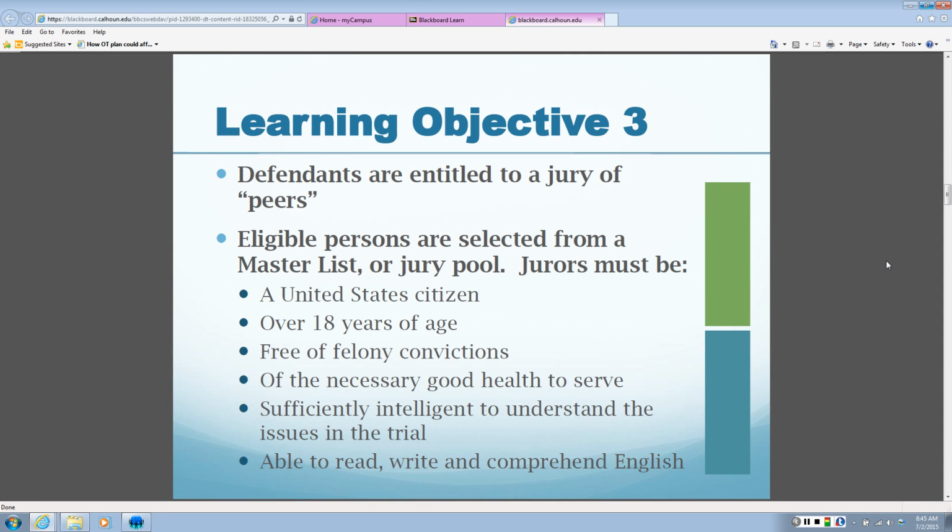You have to be of the necessary physical and mental good health to serve, which means physically you got to be able to see the evidence, hear the testimony, and mentally you have to be able to process the information and make an objective decision. So therefore, we typically don't choose seriously handicapped persons or cognitively challenged people to serve on a jury, because it just wouldn't be fair to the defendant. You also have to be sufficiently intelligent to understand the issues in the trial.